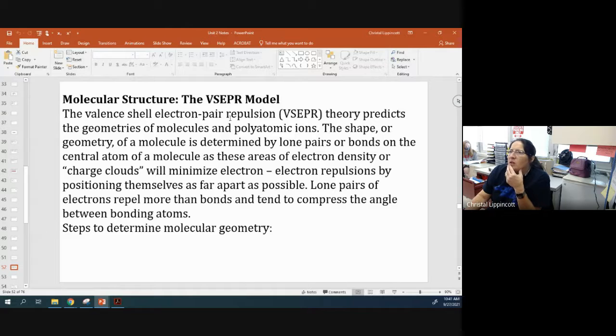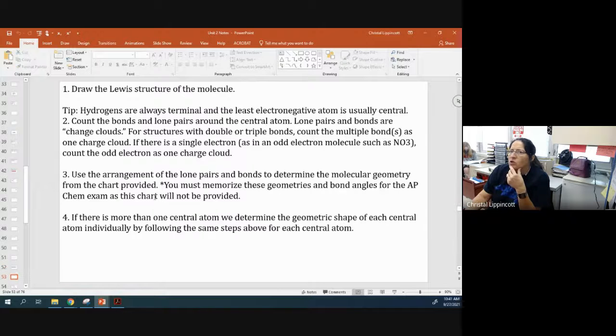So valence shell electron pair repulsion looks at the geometry of molecules and the shape that we're going to create, and these charged clouds and how they're going to determine that. Okay, so first of all, you draw the Lewis structure like I taught you. Remember, hydrogens are always on the end, and the least electronegative element is usually the central. You guys are comfortable with that. Count your bonds, establish your lone pairs. You know how to do your Lewis dot structures.